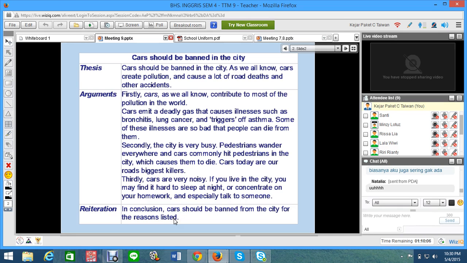Do you have any questions regarding this text? You have to know that the main arguments in the thesis must be restated again. Here we restate them, but we have to support them with some sentences, the supporting sentences. Okay? This is the example.